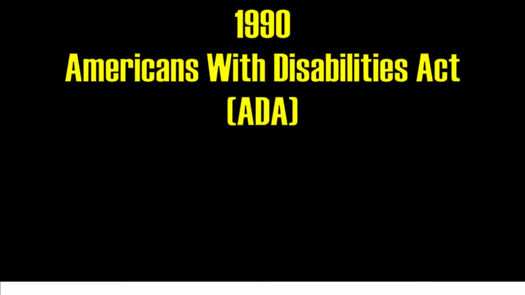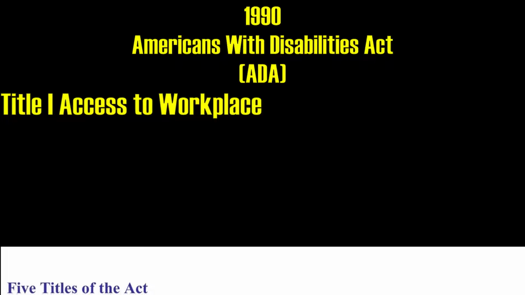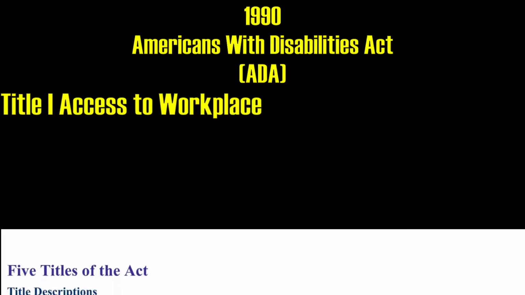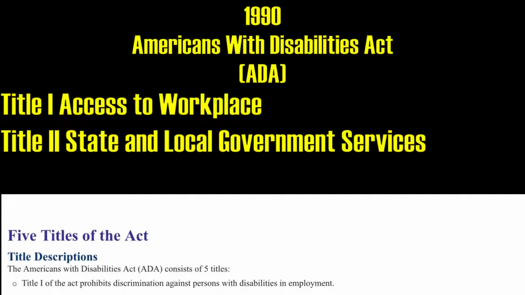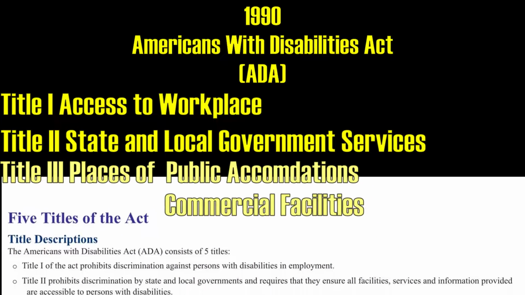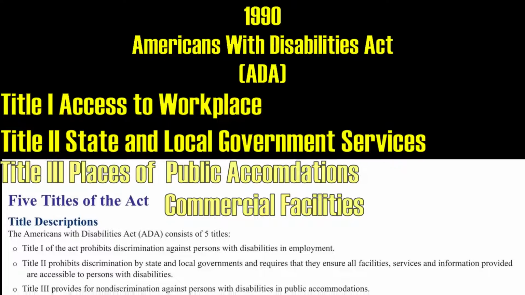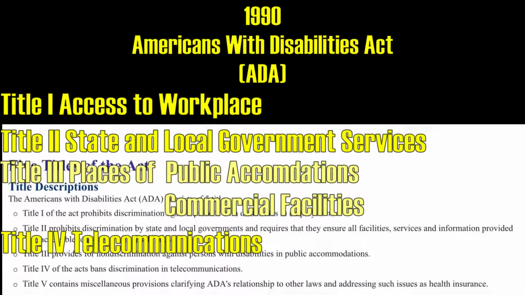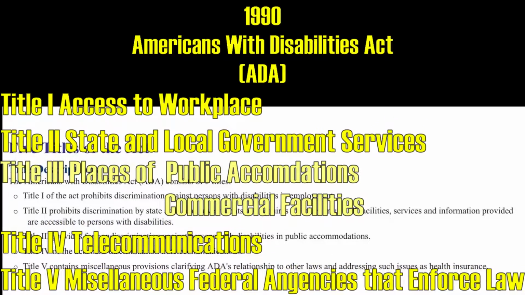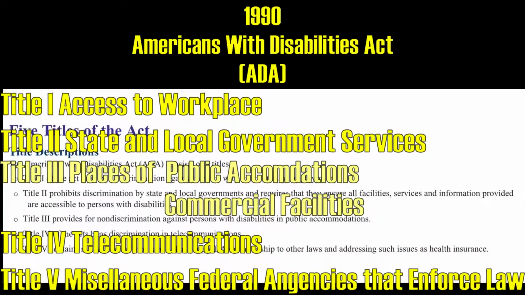ADA is comprised of 5 titles. Title I, Access to the Workplace. Title II, State and Local Government Services. Title III, Places of Public Accommodation and Commercial Facilities. Title IV, Telecommunication. And Title V, Miscellaneous Federal Agencies that enforce law.